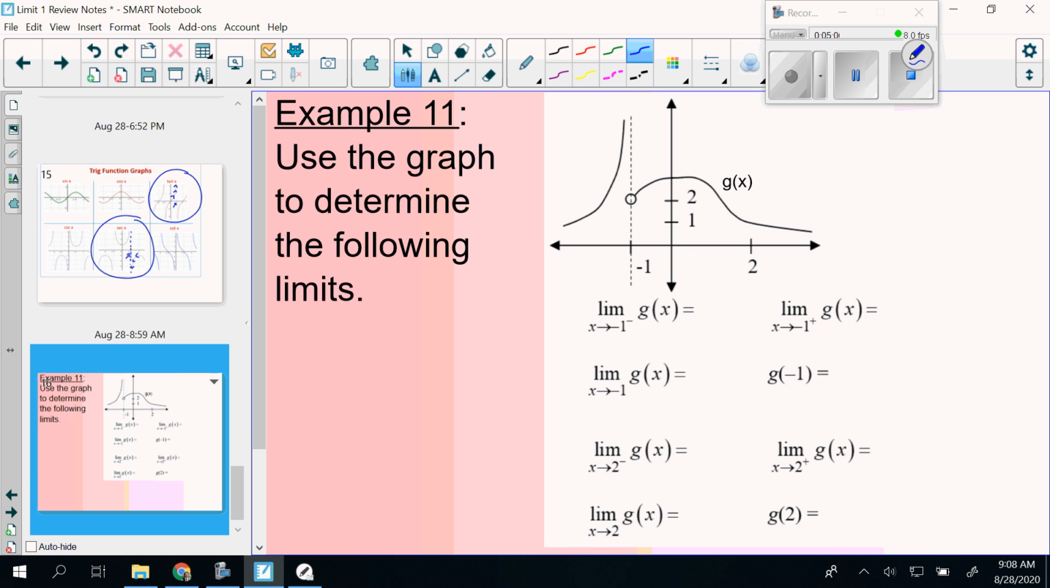Last example here, use this graph to determine all the following limits. So I want you to pause the video, try these out, and see what you come up with. All right, let's check it out and see what you got.